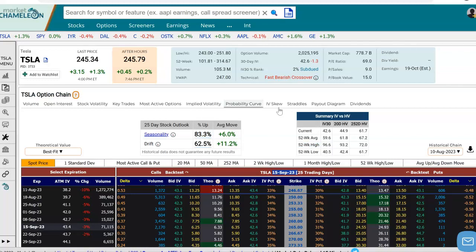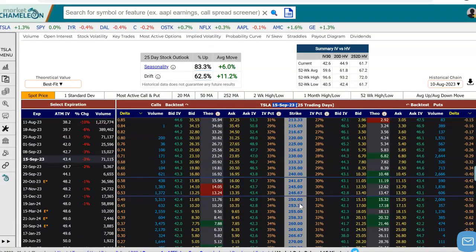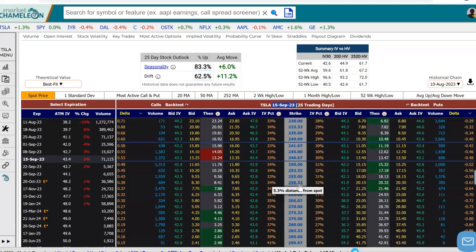So if we wanted to pick a target strike based on that 6%, we could start from there. As I'm hovering over these different strikes, it tells us how far the strike is from the money, and this one particular 260 strike would be 6% away from the spot price.